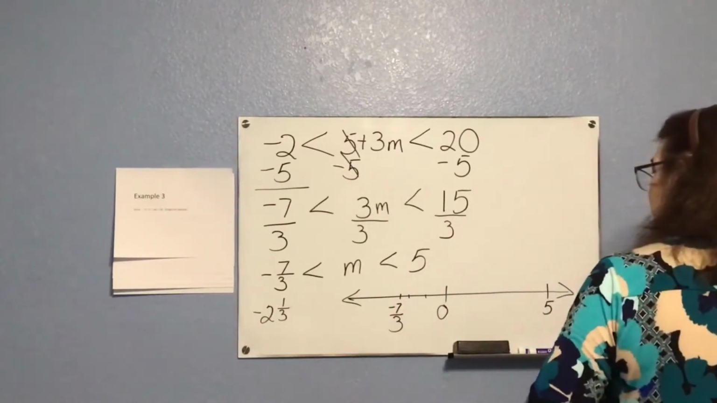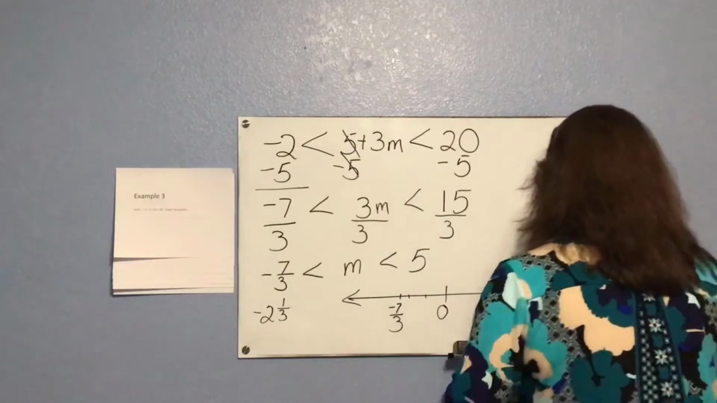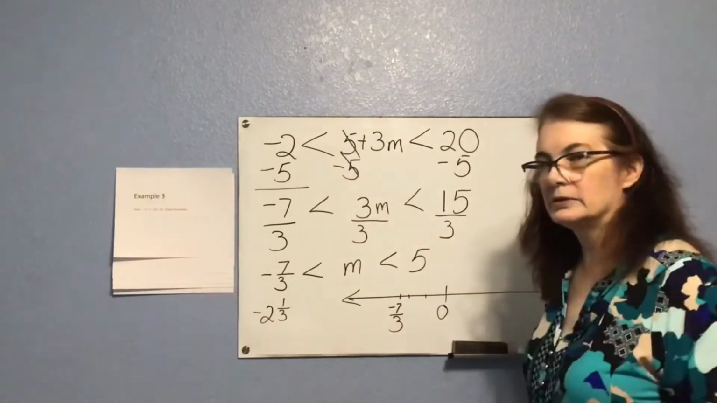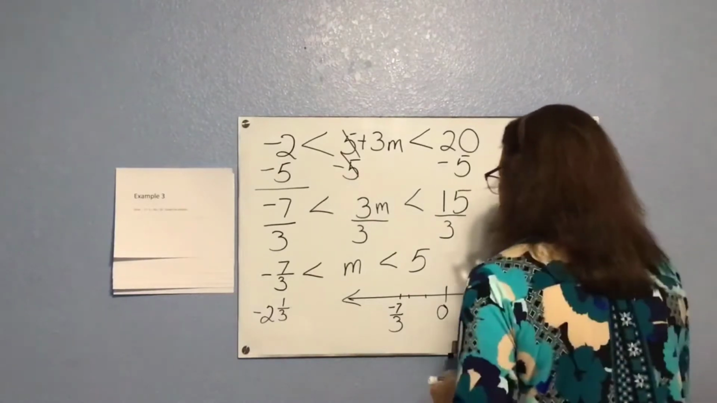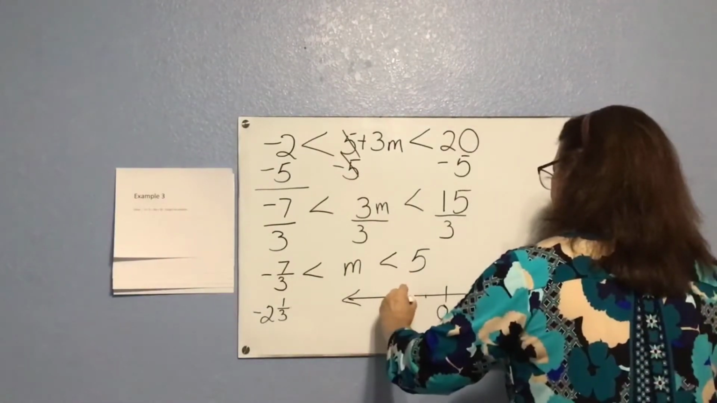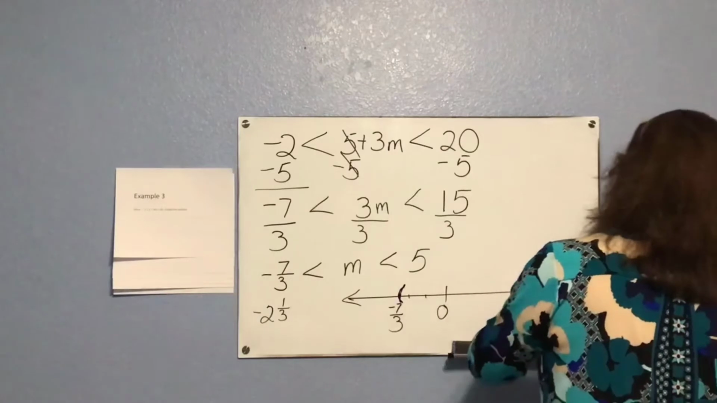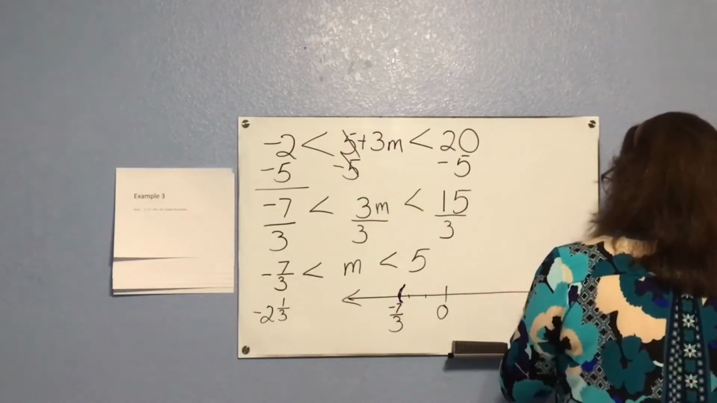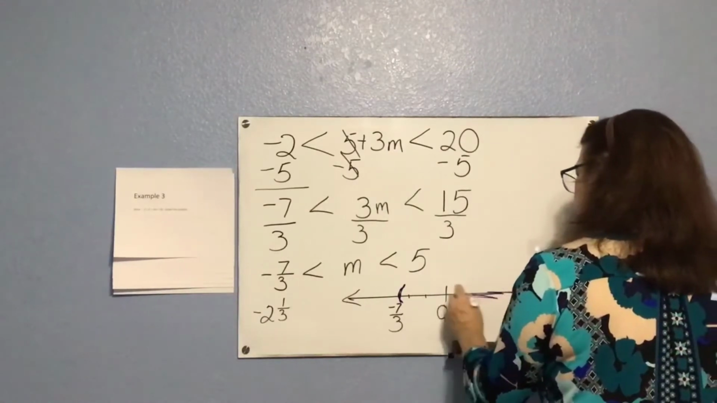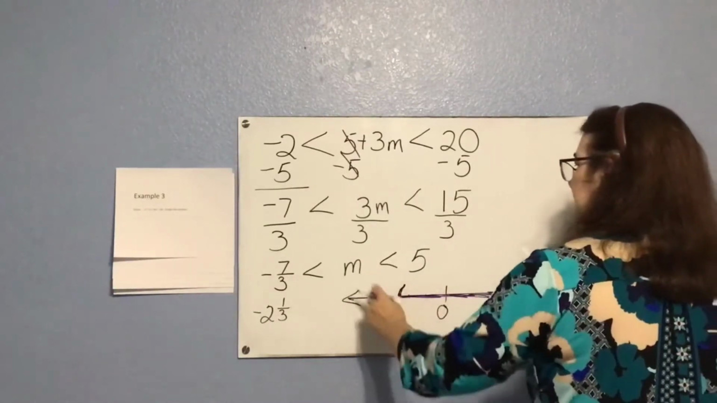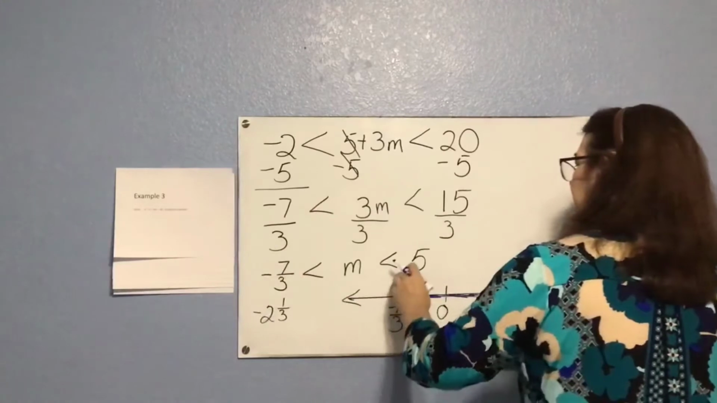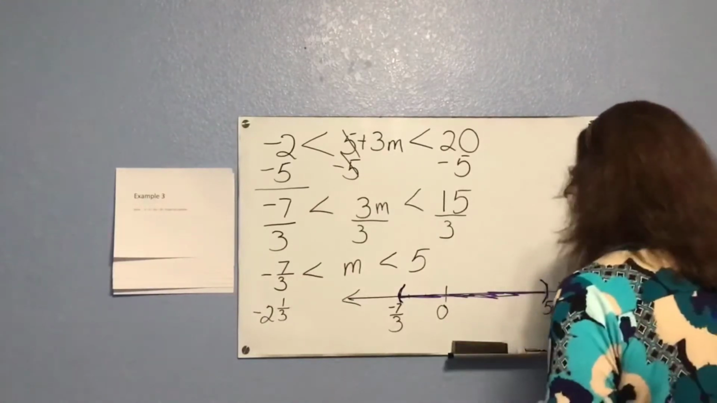And again, you can use either open circles or parentheses. I'll use parentheses on this one. So I'll open the parentheses here, close them here, and shade in between. Okay, m is in between -7/3 and +5.